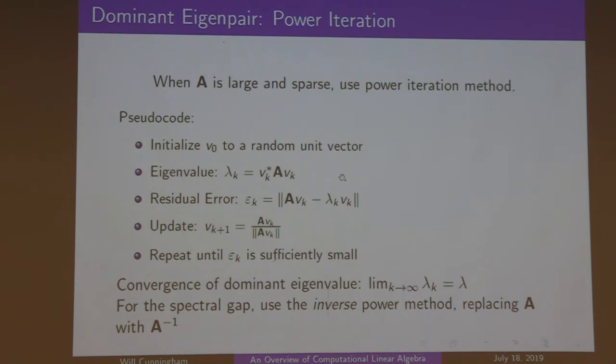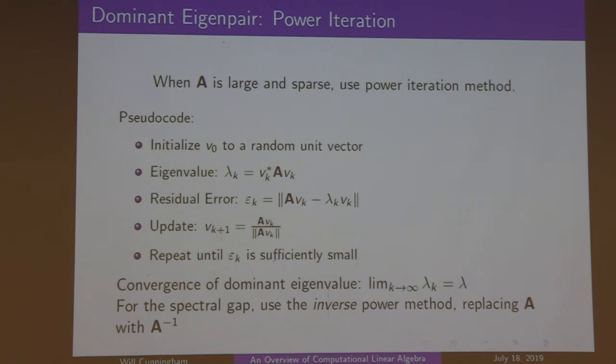So in terms of coding, it's fairly straightforward. You start with a random unit vector. You find your approximate eigenvalue this way. Or equivalently, if you're looking at the inverse problem, you will use the inverse of A, as I mentioned down here. You calculate your error, and you continue this until your error is sufficiently small. So you might pick some value for epsilon and say, once it's below this value, then it's converged.